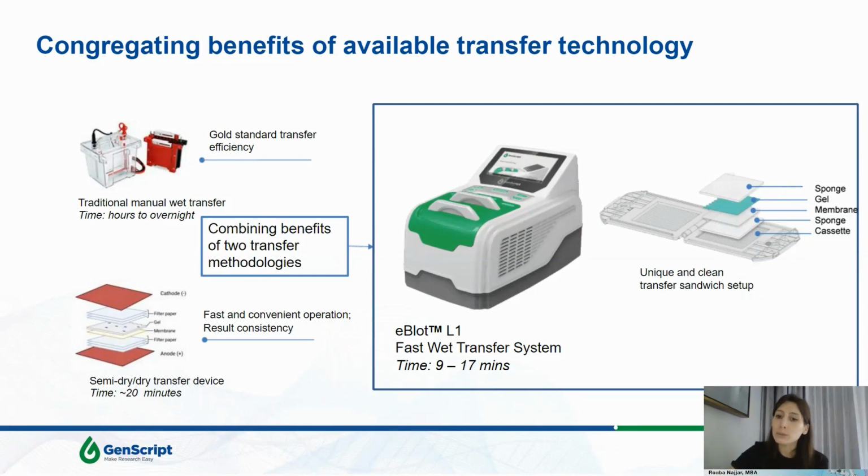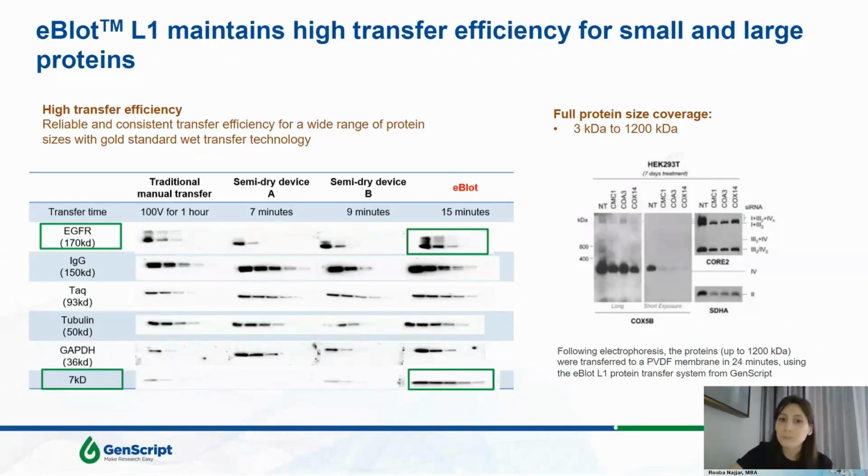Another really great factor is that we have a method to do the sandwich, which is what you're seeing on the right-hand side. It's a very clean and very unique transfer sandwich. You can see it has the sponge, the gel, the membrane in the middle, and then you close up the cassette and load it into the eBlot. And of course, it's very quick to use. This consumable kit is all inclusive, basically.